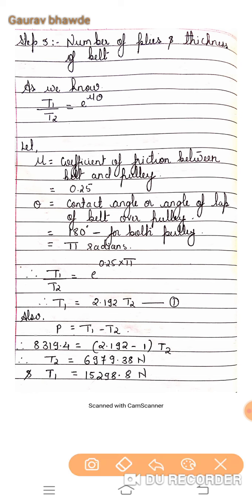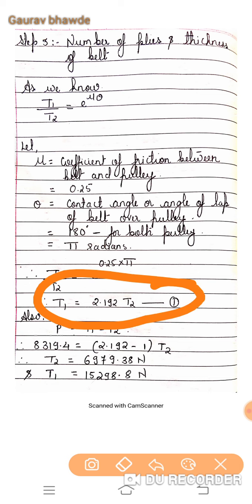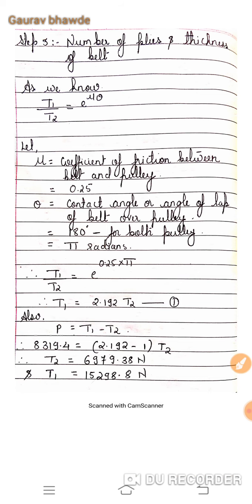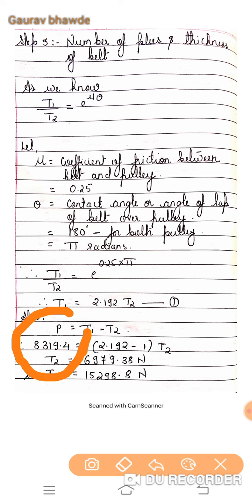So putting the value of mu and theta pi in the equation, you get the ratio T1 by T2, which is T1 equals 2.19 T2. So this is what you get, the ratio of tension. We know that power P is equal to T1 minus T2, and the value of power we have found, 831.94. With that we get the tension T2 equals 6979.38 Newton and T1 equals 1529.8 Newton. So these are the value of tension.